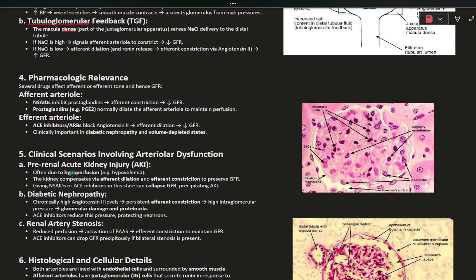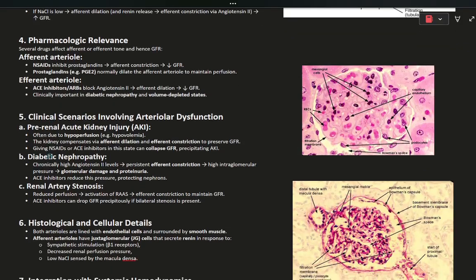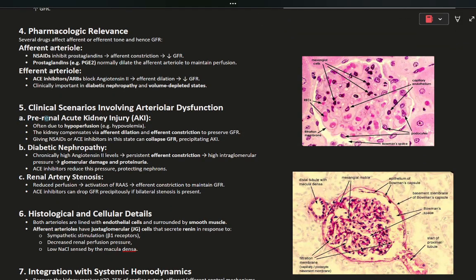And then we have some clinical scenarios that involve dysfunction of these arterioles. So, in general, for pre-renal acute kidney injury, this is often due to hypoperfusion, which can be due to hypovolemia.